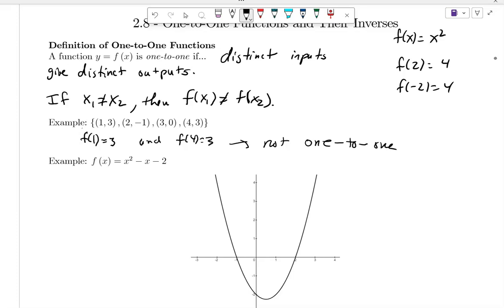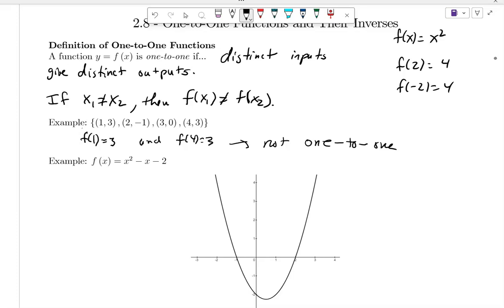Now, even though one of our first things that we did with functions was write them as lists of ordered pairs like this, usually we're doing function notation, right? And making lots of things that we plug in, not just a few things to plug in. So we probably need a better method for determining 1 to 1. So let's look at this next example.